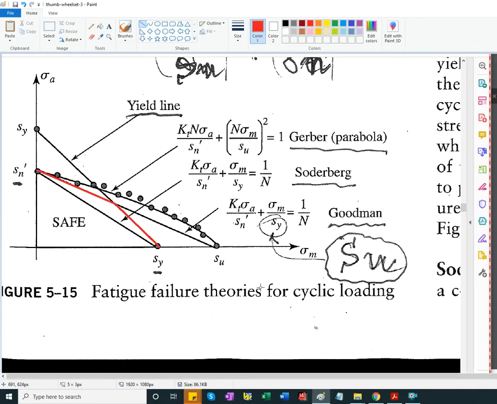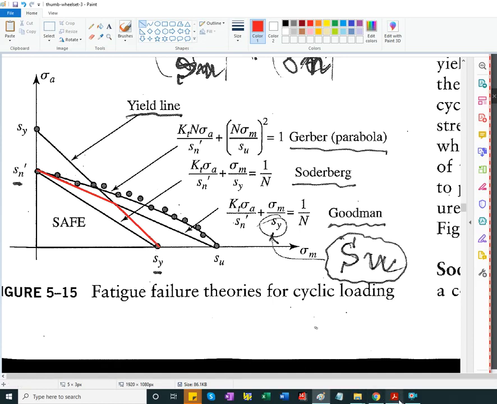Other failure theories are Gerber's parabola. As you can see, it goes through the experimental points, and this appears to be the closest to the envelope of data points. A bit more difficult to work with because of its higher degree nature. And then we have the Soderberg line, which I said is the most conservative one that connects the true endurance limit with the yield strength.